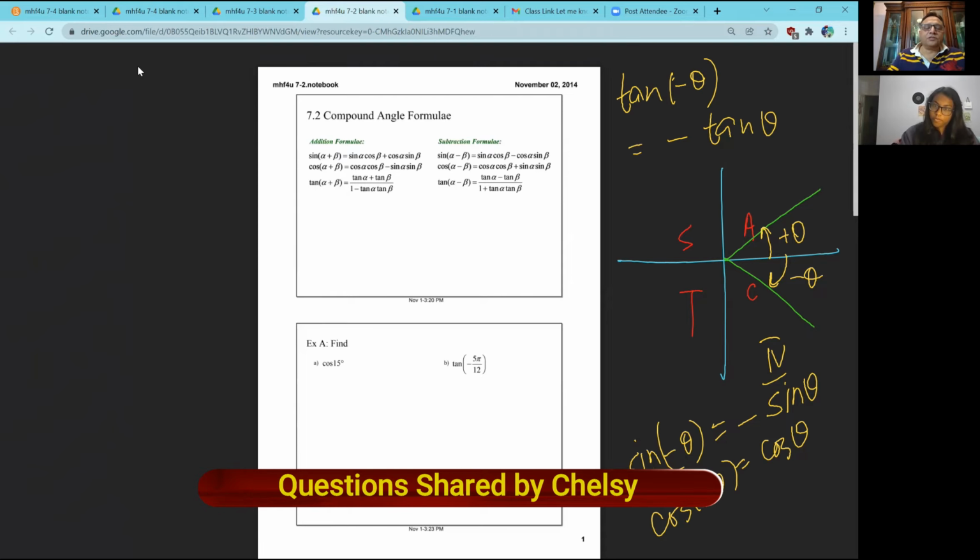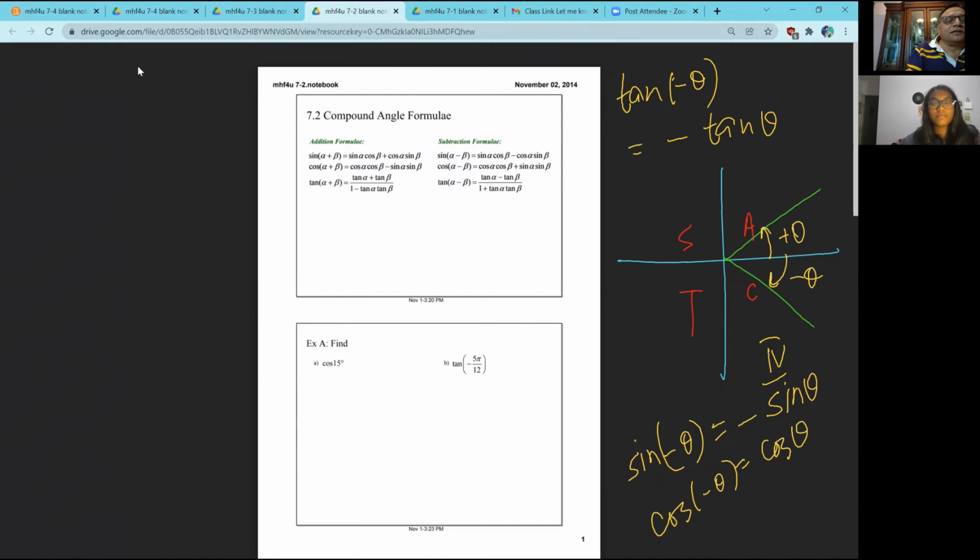Now let's look into question number 1. We have to find the cos of 15 degrees. How will you do that? Tell me. It's a new exercise for you. You haven't even had a class on this. So how could you get cos of 15 degrees?